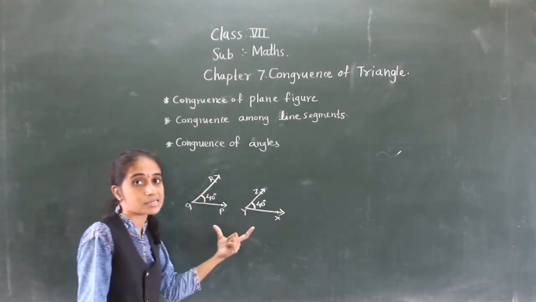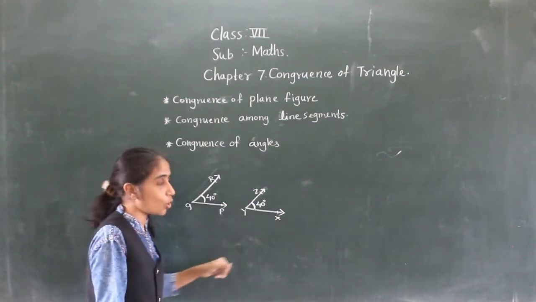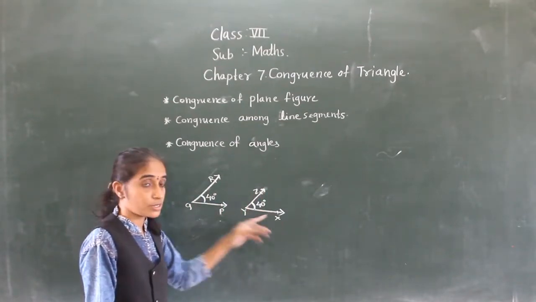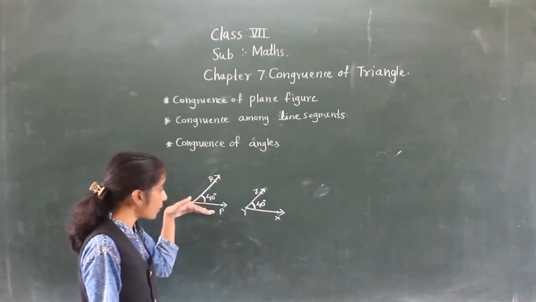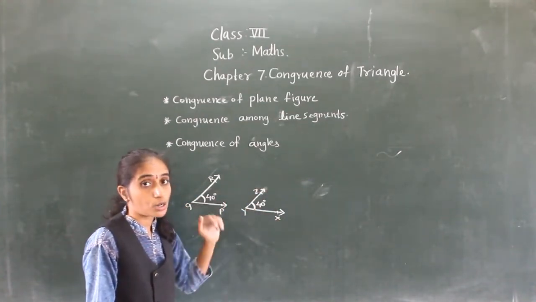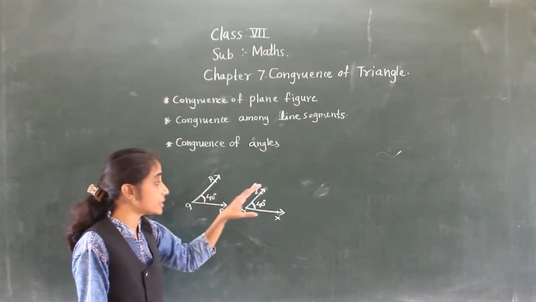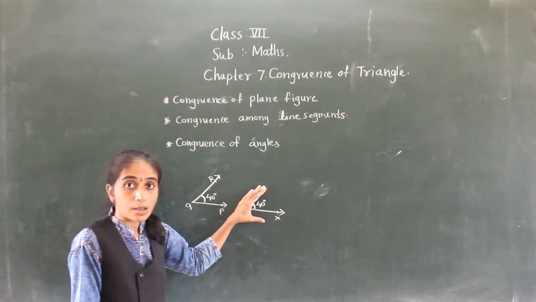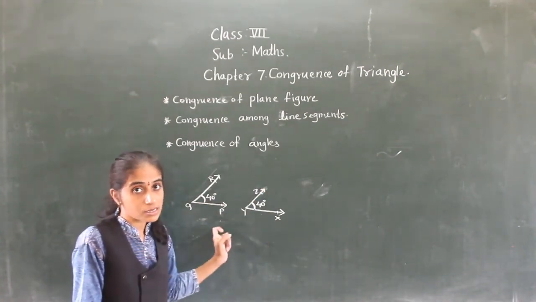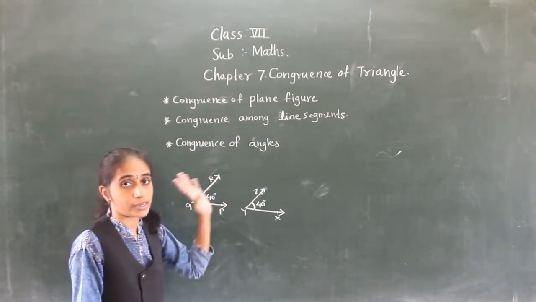Angles. If both the angles have the same measurement, then both the angles are congruent. In this figure, if you observe these angles, the arms of this one are big and the arms of this one are small. But the angle measurement is the same. So both the angles are congruent.